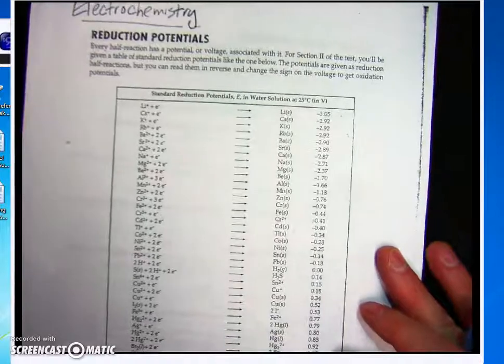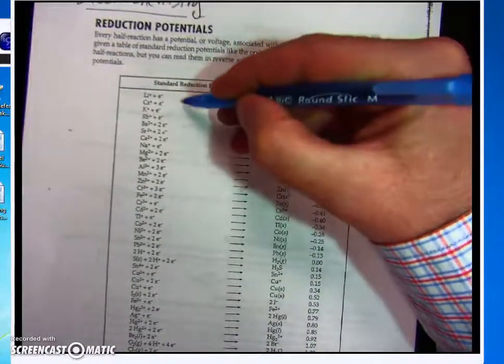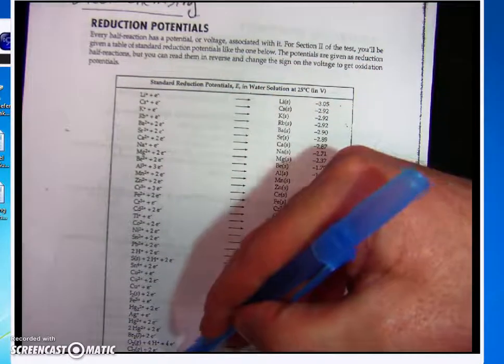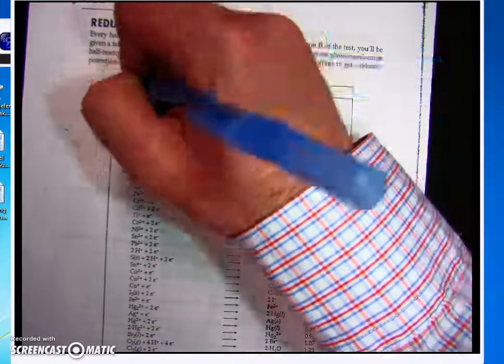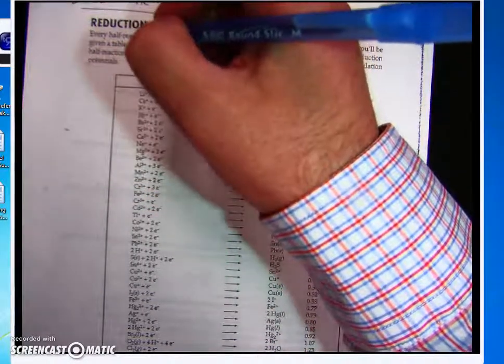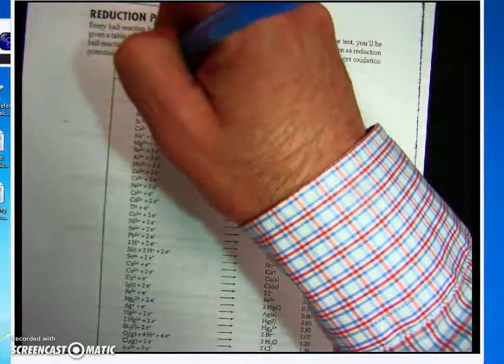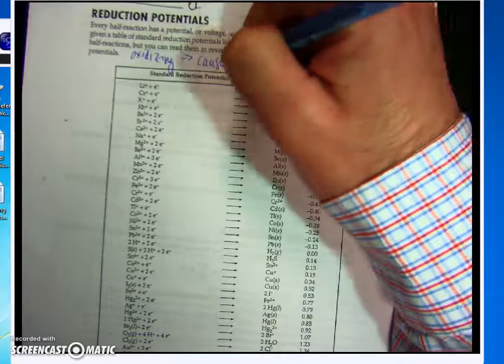Number one, if you are considering how strong of a reducing agent these substances are, a reducing agent is something that causes reduction in something else. Conversely, an oxidizing agent is something that causes oxidation.